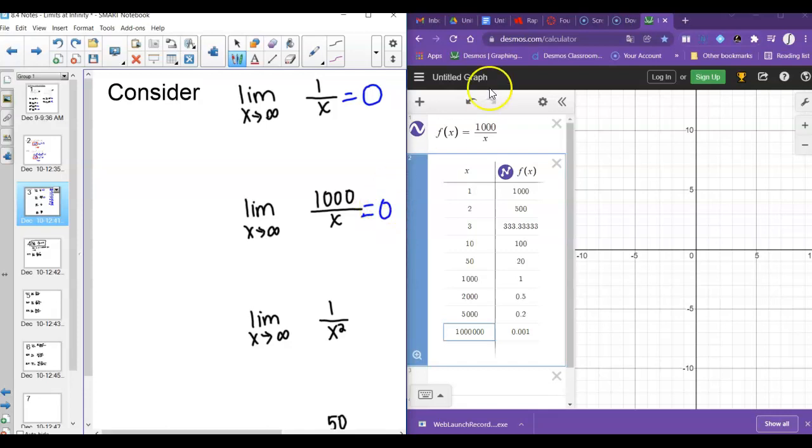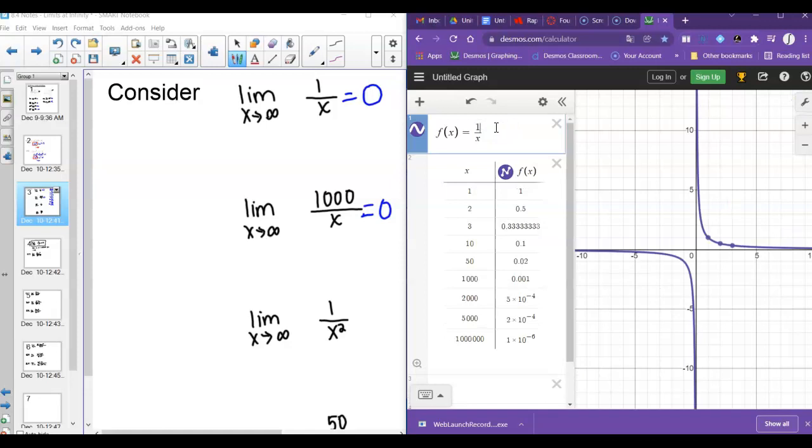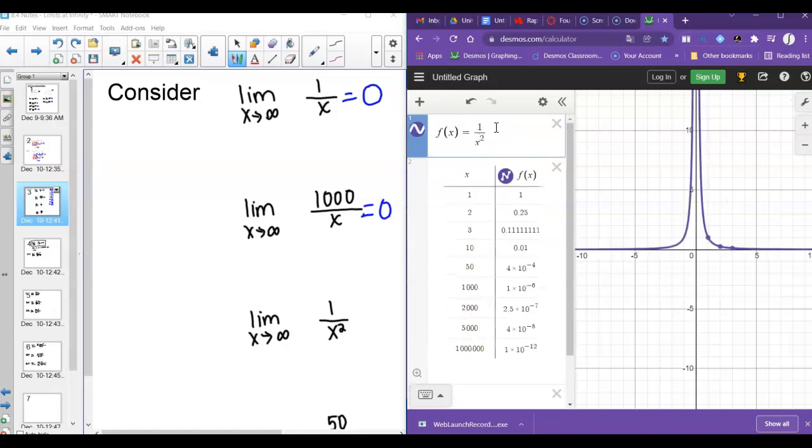Also, if we change our function up here to be 1 over x squared, notice we see that we still approach 0. We got 1.25, 0.11, we'll get a 0.01, and then here we have to switch to negative exponents because our values are so small. So this still goes to 0.